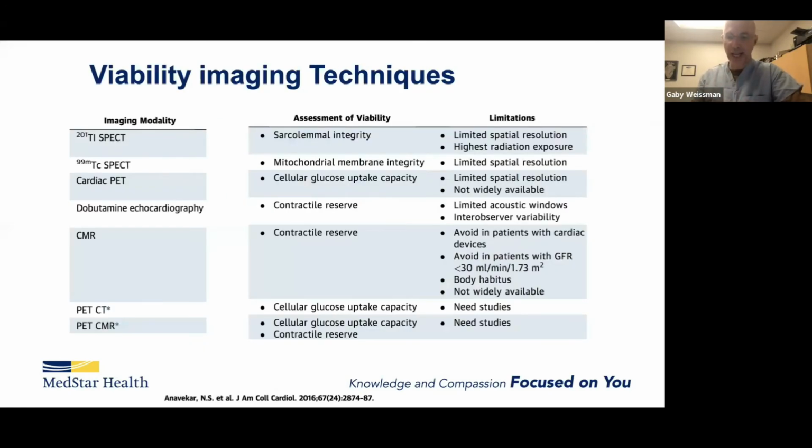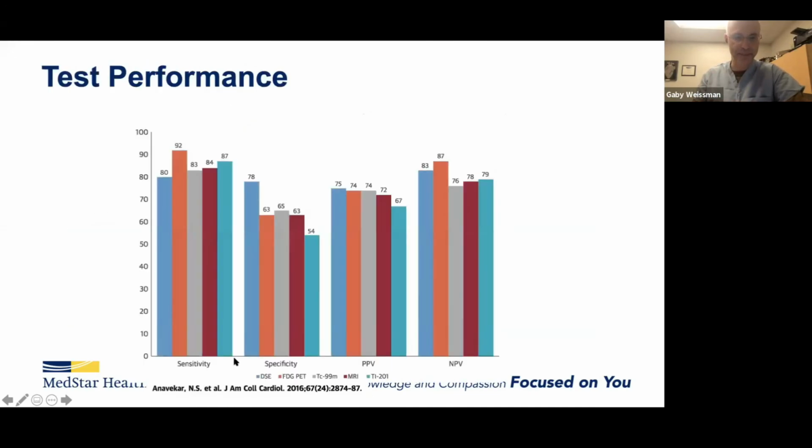You can check viability out a lot of different ways. I really won't go through all of them here, but basically almost every imaging technique has some way to do that. How are these tests? There's differences between them. You can see these different colored bars are different techniques. FDG PET, you can see, sort of stands out here for sensitivity. Dobutamine stress echo stands out here for specificity, etc. But generally speaking, sort of within a ballpark, right? So all of them are potentially appropriate tests to use.